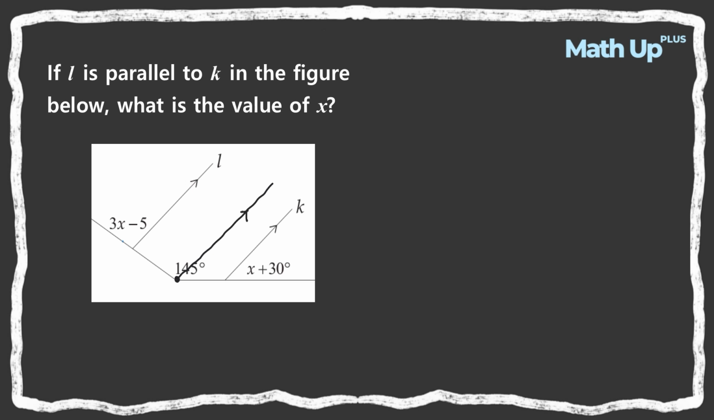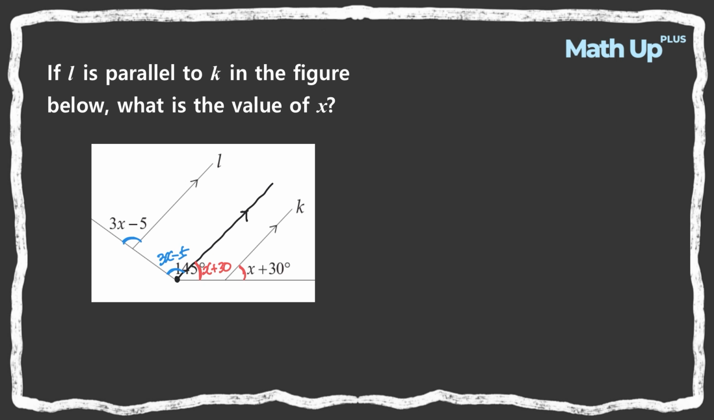Then we know that this angle is equal to this angle right here, right? Corresponding angles. So this is a 3x minus 5. And we also know that this angle is equal to this angle right here, corresponding angles. So this angle is x plus 30. From here to here is 145, right? It is given that this is 145.